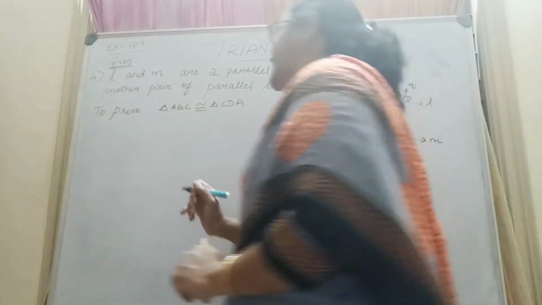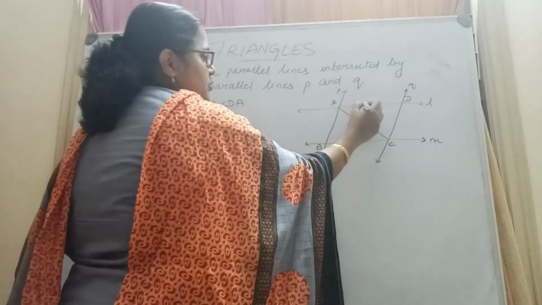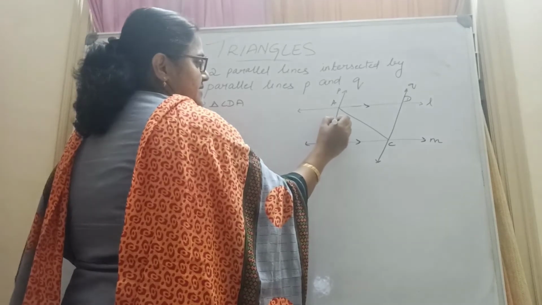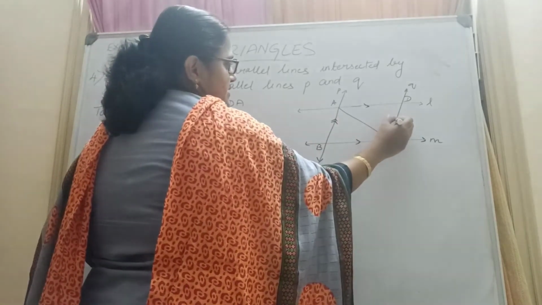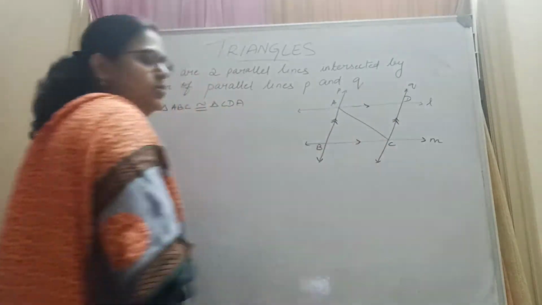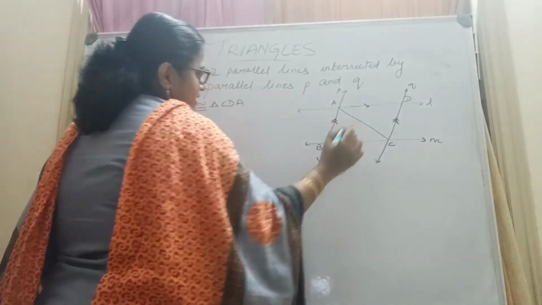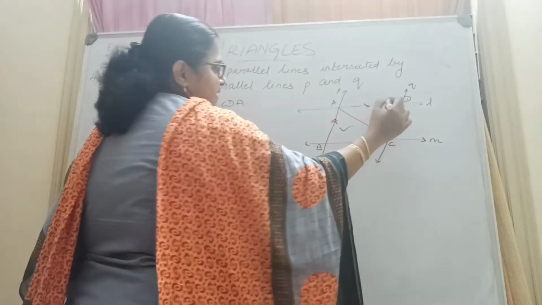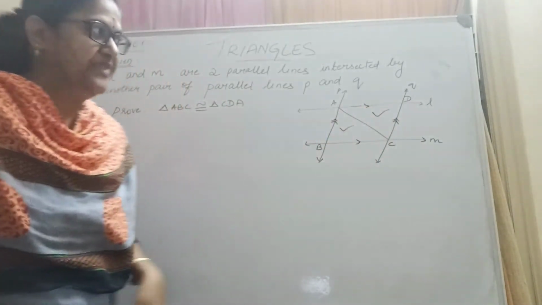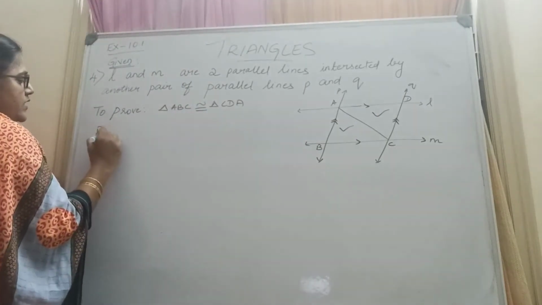Right? Okay. Now, there are two lines L and M. They are parallel to each other. And they are intersected by two other parallel lines P and Q. So, P is parallel to Q and L is parallel to M. We have to prove that the triangle ABC, that is this triangle, is congruent to triangle CDA, that is one more triangle. You can see two triangles in the given figure. They have only joined the points A and C. Now, moving on to the proof.